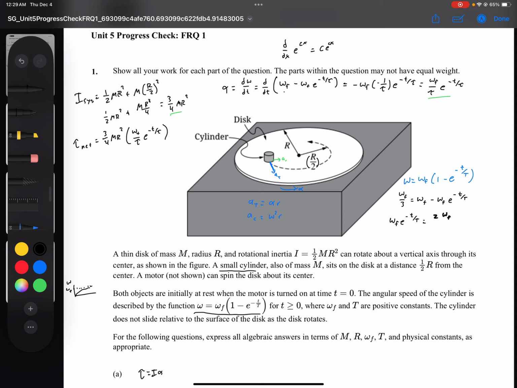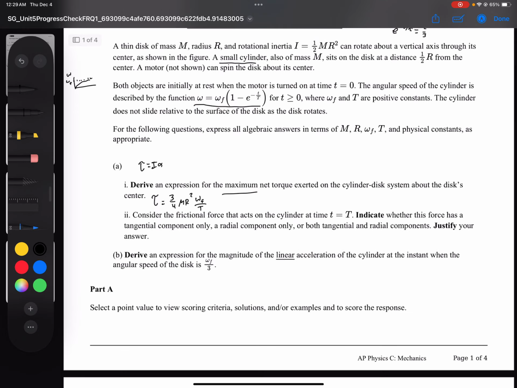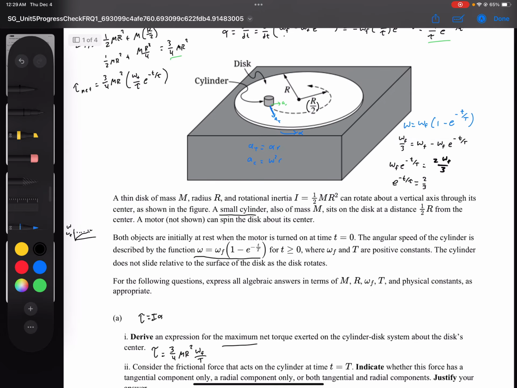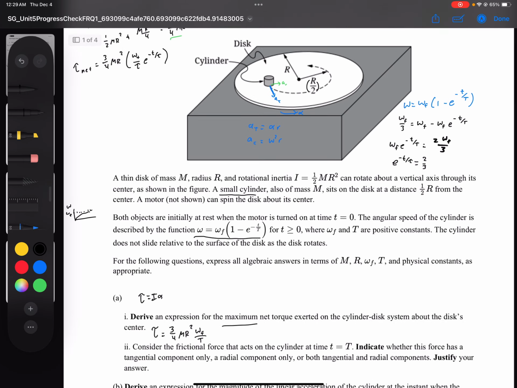Whoops, I want to use the smaller pen. So then that means that e to the negative t over tau is equal to 2 over 3. All right. So now we have an expression for e to the negative t over tau. We can then plug that in to the angular acceleration to figure out what the angular acceleration is. And then once we know the angular acceleration, we can figure out the tangential acceleration. And then we're going to do something similar for figuring out the centripetal acceleration.